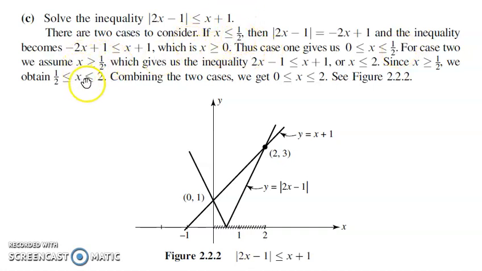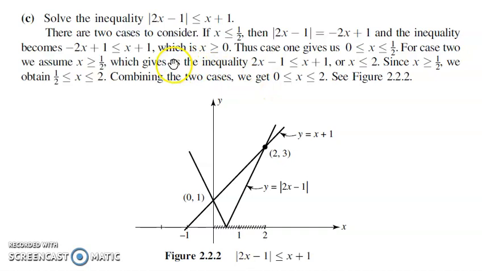Now consider case 2, that is x greater than or equal to 1 by 2. When x is greater than or equal to 1 by 2, modulus of 2x minus 1 is equal to 2x minus 1 by the definition of modulus. Substituting that, we get the inequality 2x minus 1 less than or equal to x plus 1. By simplifying, moving x onto the left-hand side and minus 1 onto the right-hand side, we get x less than or equal to 2.